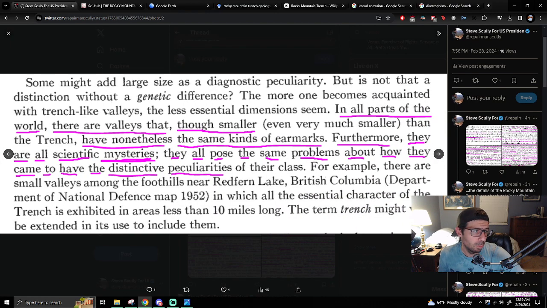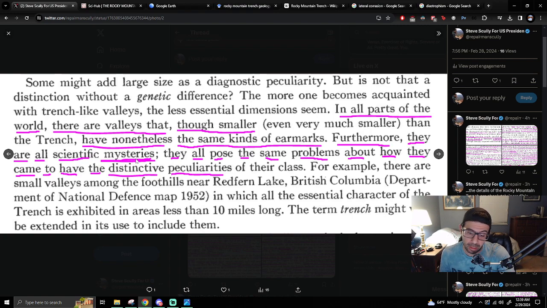In all parts of the world, there are valleys that, though smaller, have nonetheless the same kinds of earmarks. So all those things we just said, they're everywhere. So connecting that to the flood, in all parts of the world, there are valleys of the same nature, just smaller. This one is very extreme. Furthermore, they are all scientific mysteries.